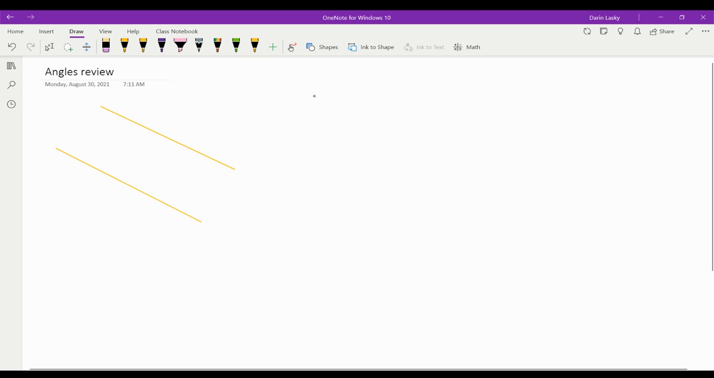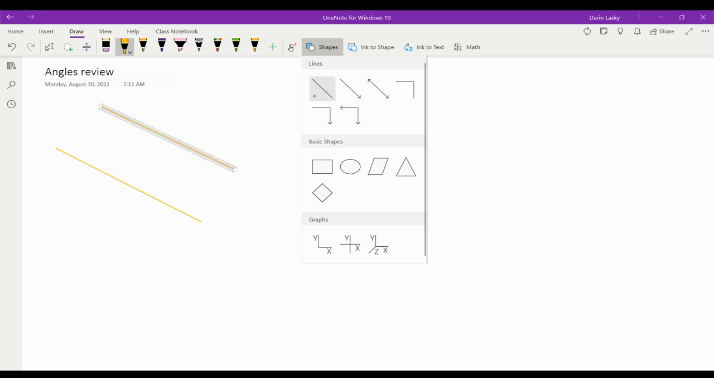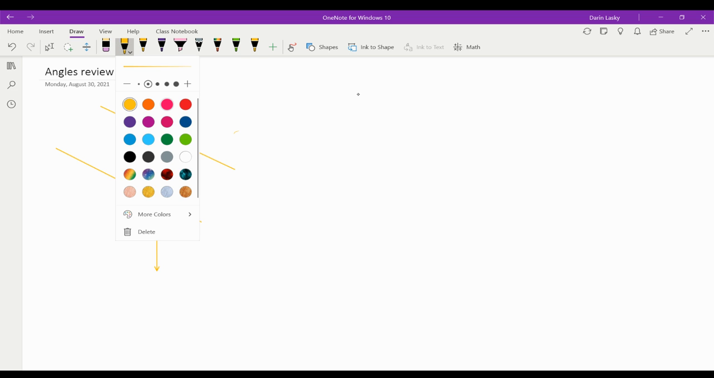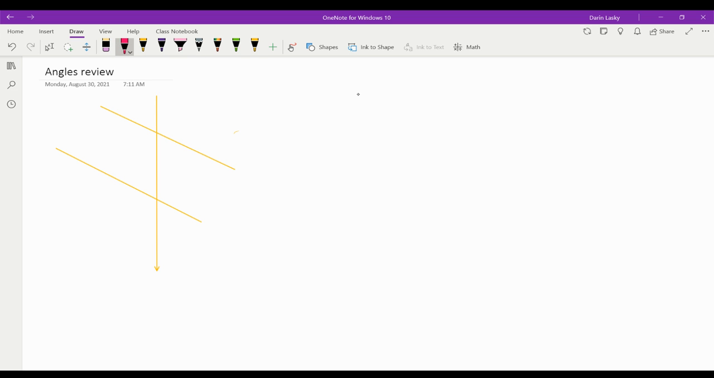So we got two parallel lines here, and then we have one called a transversal, so it cuts through the middle like that. Let's label some of these for us right now. Let's call this angle 1, angle 2, and let's call this angle 3 and angle 4. So we've got angles 1, 2, 3, and 4.